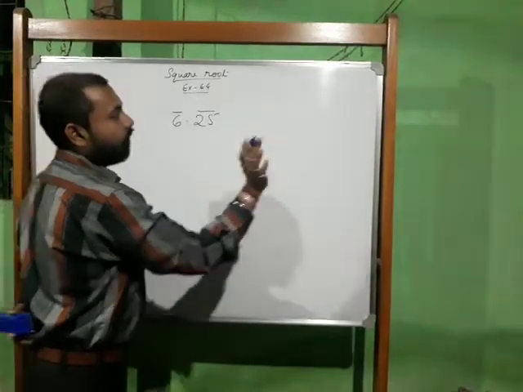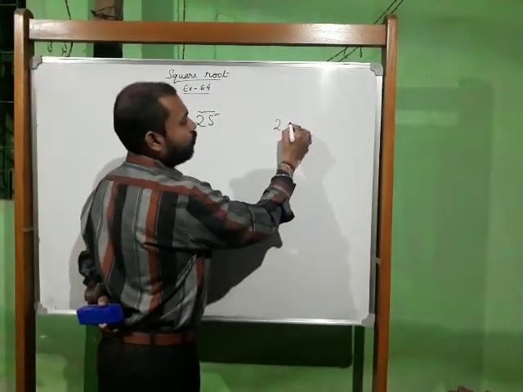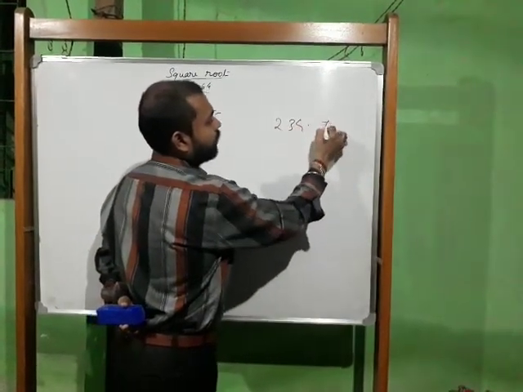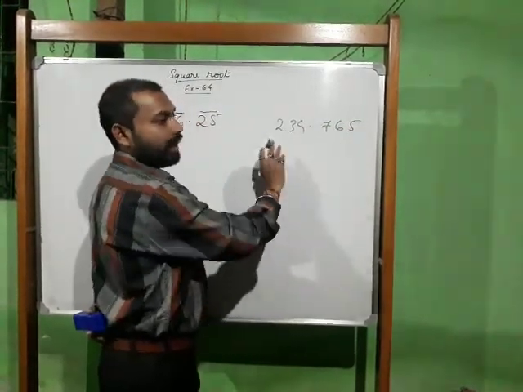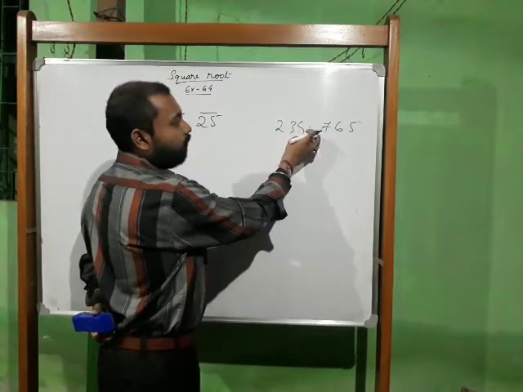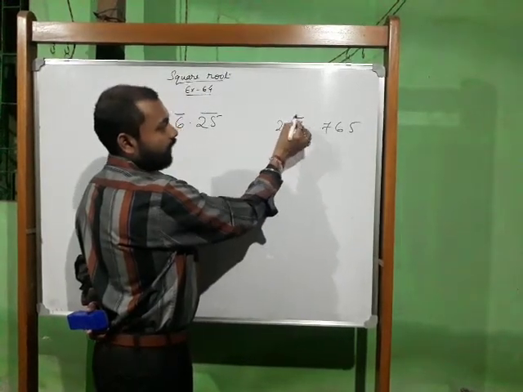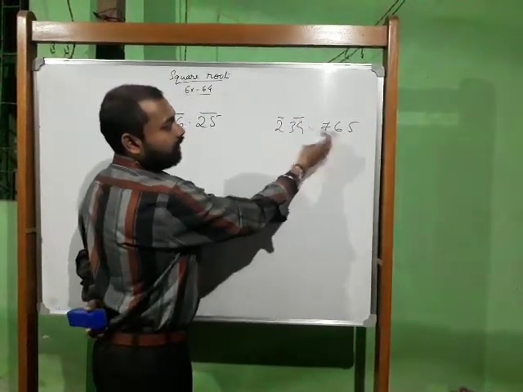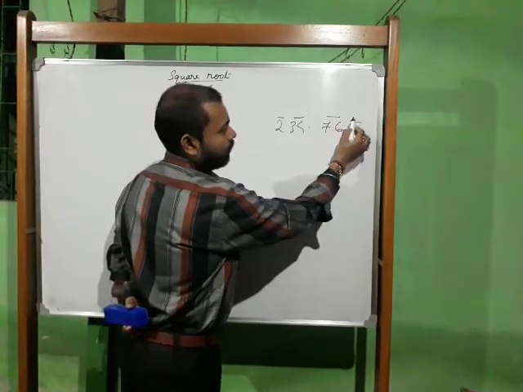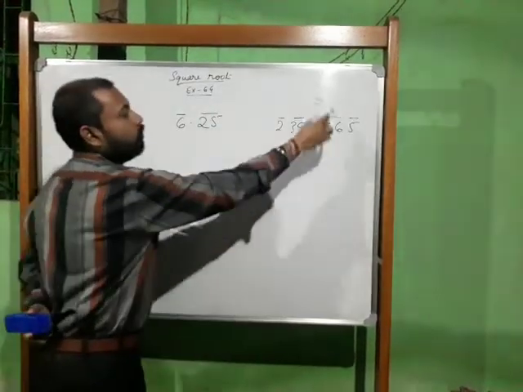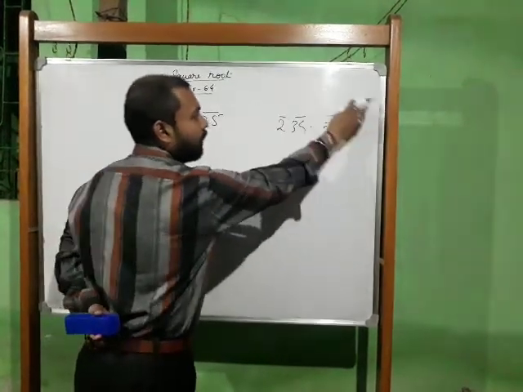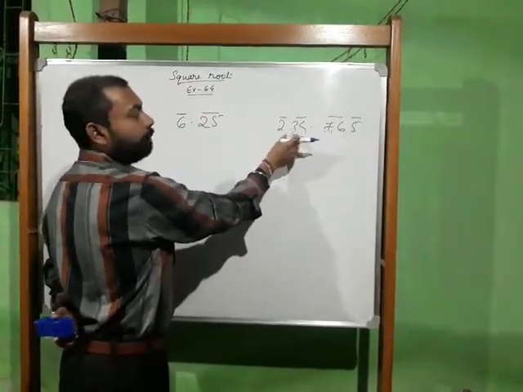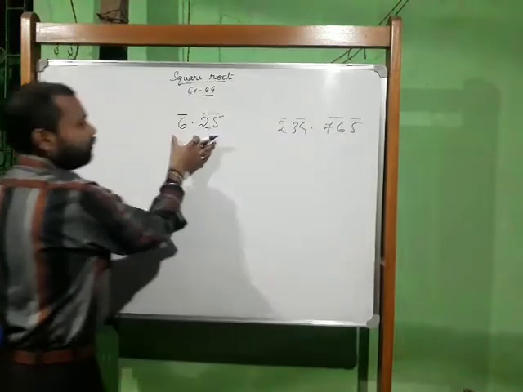Suppose for example the number is 234.765. This is not a perfect square number, but I am giving an example. Before the decimal you should do pairing from the last, and after the decimal the pairing should be done from the first. So in this way you have to do the pairing. Again I am repeating, this is not a perfect square number, I only showed how to do the pairing. So this is a perfect square number, 6.25.